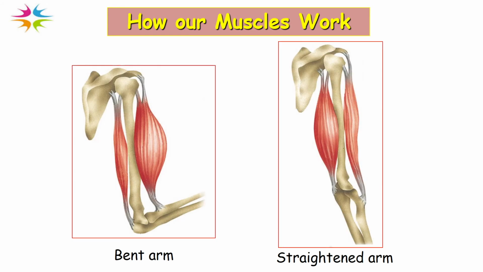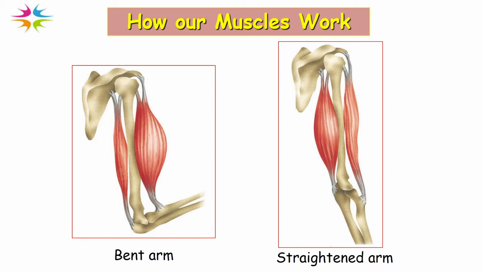So here you've got two pictures, one of a bent arm and a straightened arm. What do you notice about the muscles? And do you remember which muscle is which? Okay, over here we have the biceps on the left in the bent arm, and that is where it has contracted and it is shorter and it is fatter.